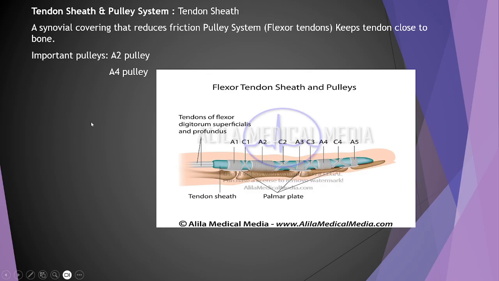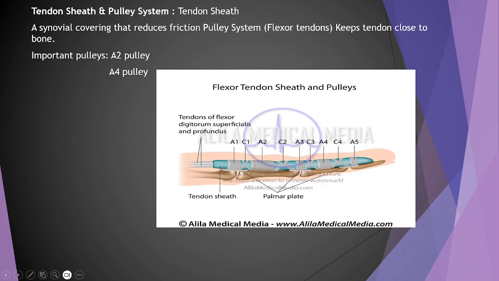Now, as we previously saw, the tendon, sheath and pulley system. Here is a tendon, connecting the bone to muscle. The outer covering of the tendon is known as the tendon sheath, which is fluid filled, with an outer synovial covering that reduces friction. The pulley system keeps the tendon close to bone, that is the A2 pulley and the A4 pulley. So these are the pulleys. The outer side of the tendon sheath is known as the pulley. And here is a cruciate pulley.